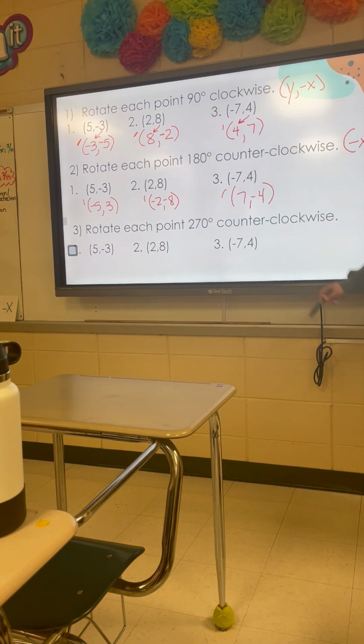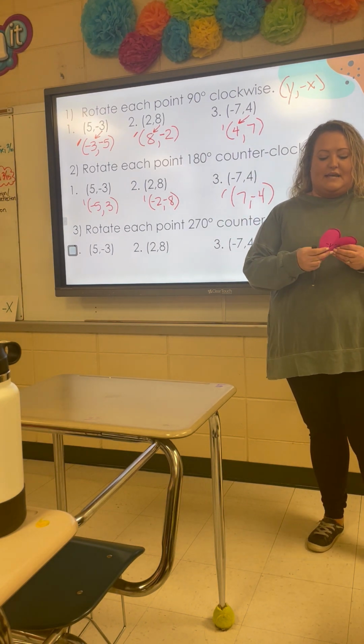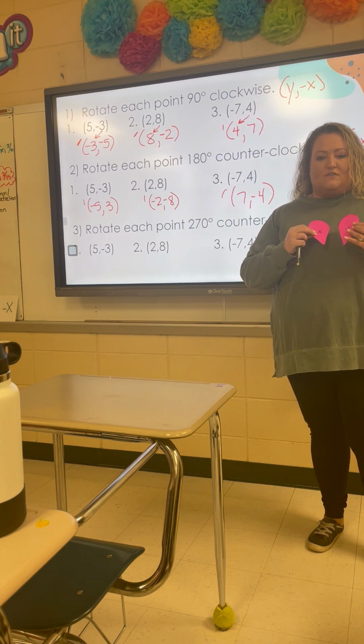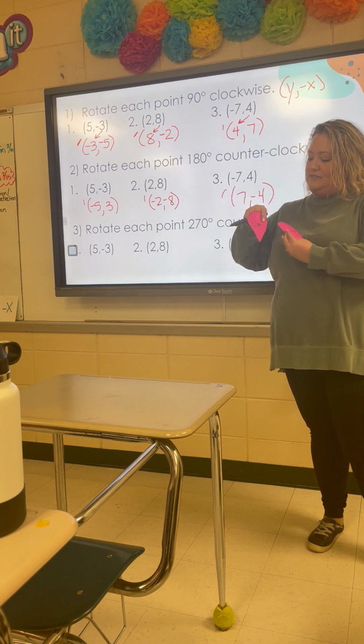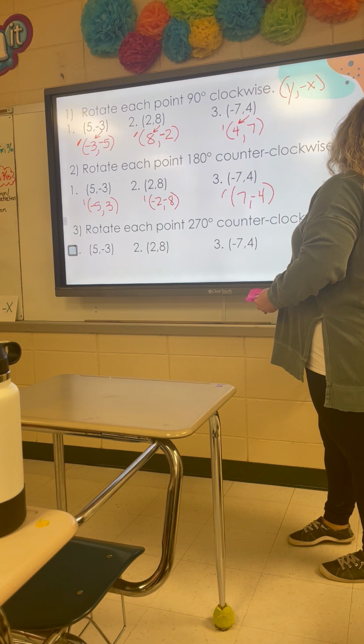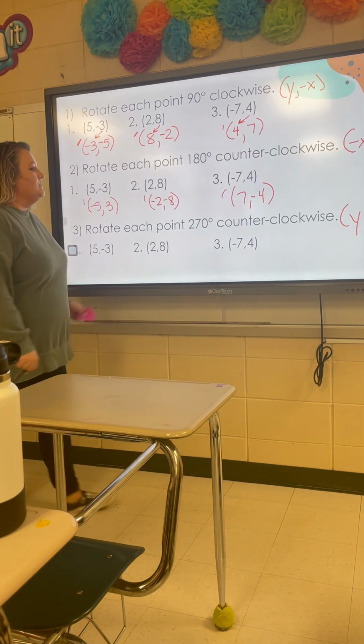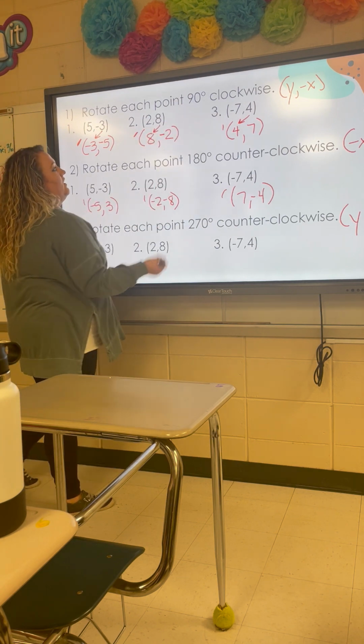The final problem down here says 270 counter. So 270's counter, if we start at XY, we're flipping left 3 times. That's our y opposite x, which is the same as our 90 clockwise rule. And we've already done our 90 clockwise rule.